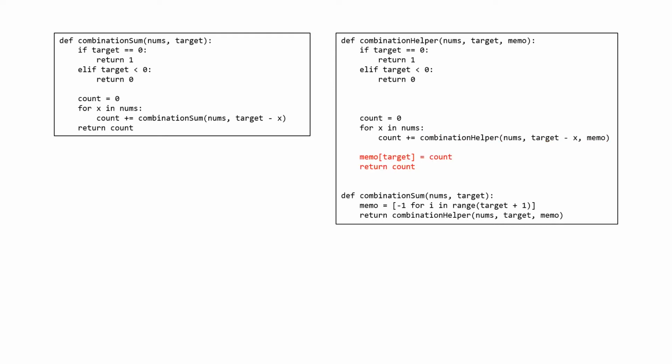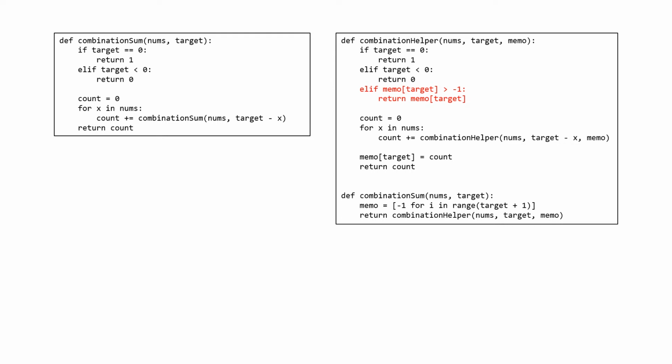Another change is that we have to store our count in the memo before we return it at the end of the function. This way, we can access the value if we encounter the same subproblem. And finally, we need to check if we have already solved the problem. How will we know if a subproblem has already been solved though? Well, remember we initialized the memo to be all -1s, and this is why we did so.